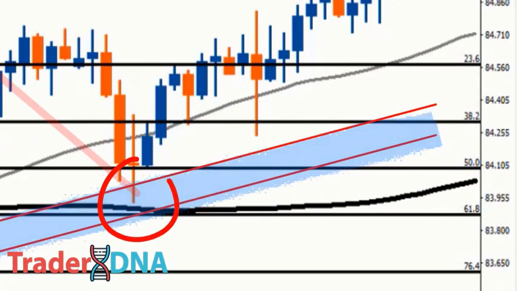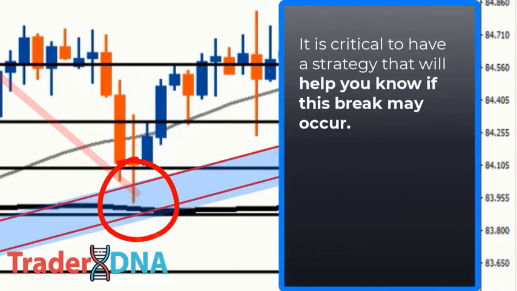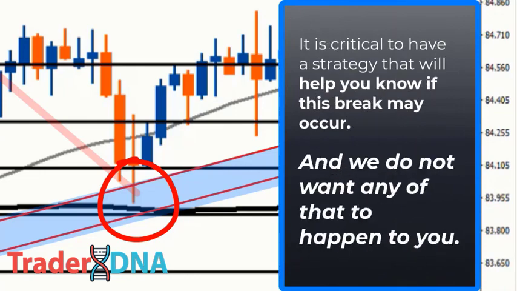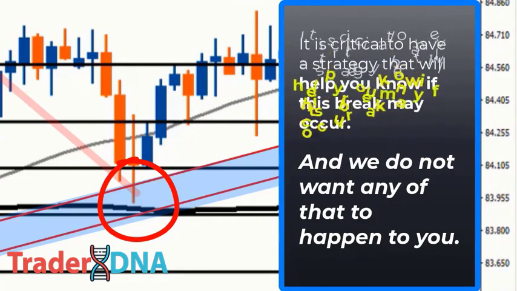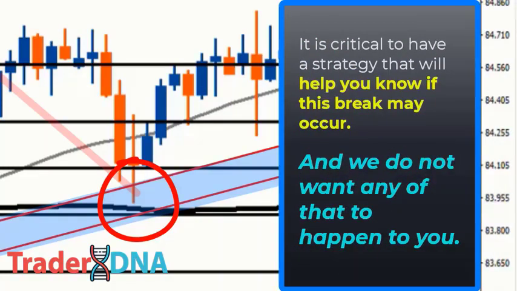Great, it hit the trend line, so why can't we just go ahead and buy now since it is an uptrend? Well, if you ask that, good question. As I said, the market tends to follow these lines, but sometimes it will fake traders out and they will end up losing a lot of money when it breaks the trend. This happens every single day, which is why it is critical to have a strategy that will help you know if this break may occur. And we do not want any of that to happen to you, so let's check out the criteria to help us make a safe entry.